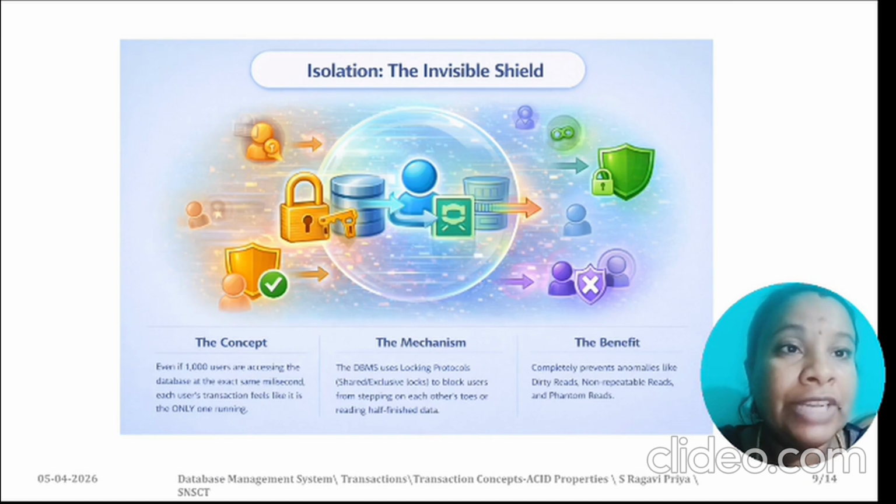Isolation, the invisible shield. The concept: even if 1,000 users are accessing the database at the exact same millisecond, each user's transaction feels like it is the only one running. The mechanism: the DBMS uses locking protocols, shared and exclusive locks, to block users from stepping on each other's toes or reading half finished data. The benefit: it completely prevents anomalies like dirty reads, non-repeatable reads and phantom reads.